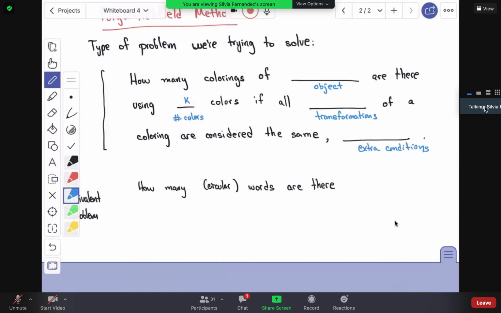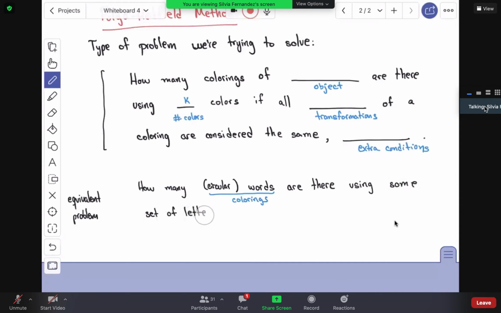These are my colorings. I'll explain. That's what takes the place of the colorings, using some set of letters, using A, B, and C. That's going to be my colors. That's what takes the place of the colors. Here, sometimes instead of saying three colors, you're told use red, blue, and green. Here you're going to be told use letters A, B, and C. Again, I'll give you examples.